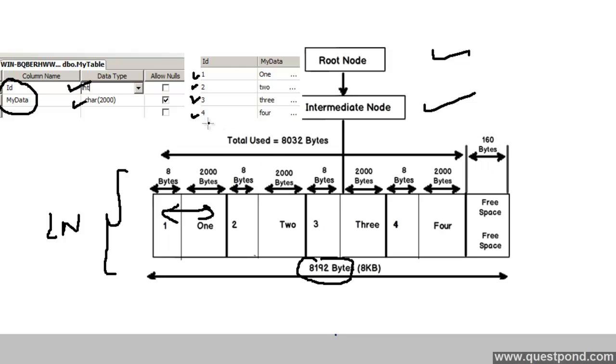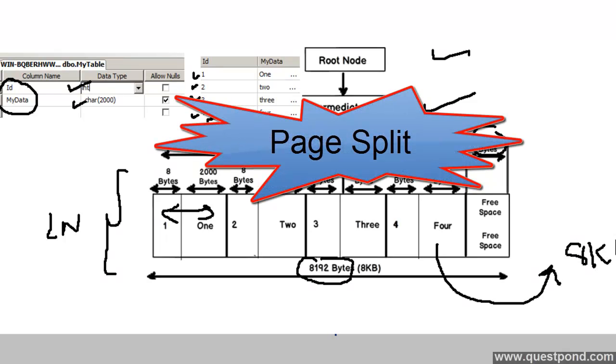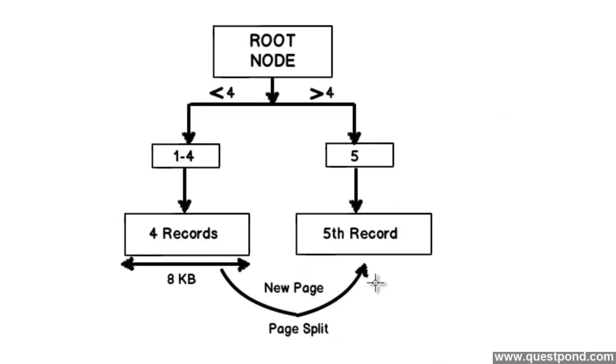Now let's say that a fifth record is inserted here, 5. What will happen now? This 8 KB page is already full and only 160 bytes are free. When we add this fifth record, we will need another 2008 bytes, but we have only 160 bytes free. So what will happen? It will go and create one more 8 KB page. In other words, a page split happens. A page split is when the 8 KB page gets filled, it goes and creates a new page and tries to accommodate the new records into this new page. This is called a page split.